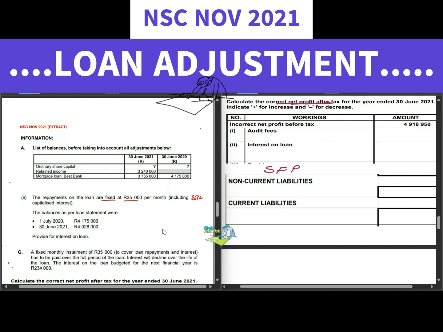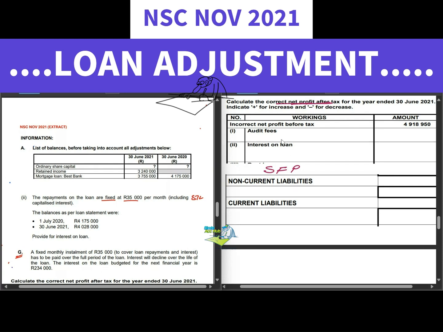And then we are given the balances and provide for interest on loan. And then it says a fixed monthly installment of 35,000 to cover loan repayments and interest has to be paid over the full period of the loan. Interest will decline over the loan. The interest on the loan budgeted for the next financial year is 234. We're going to come back to that.